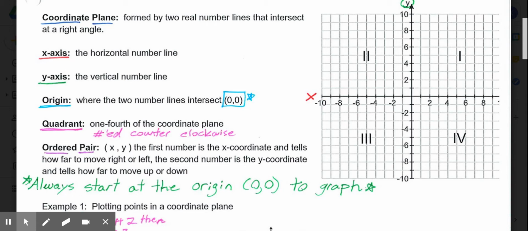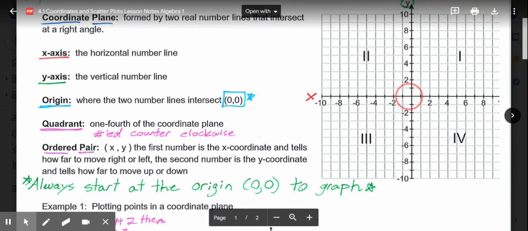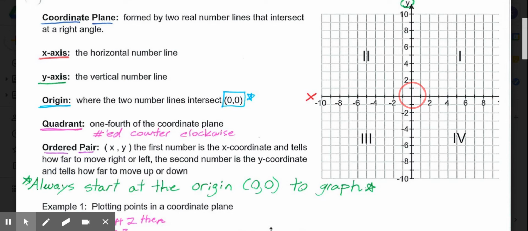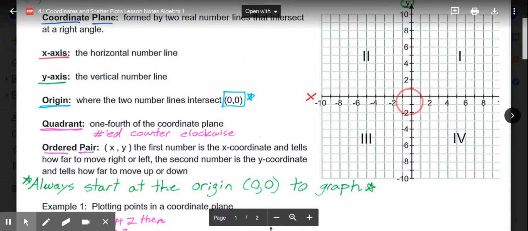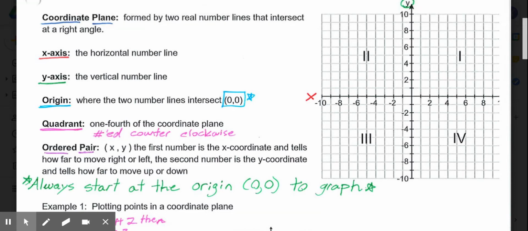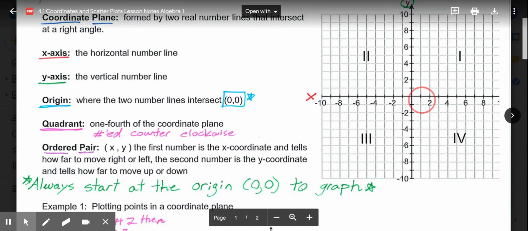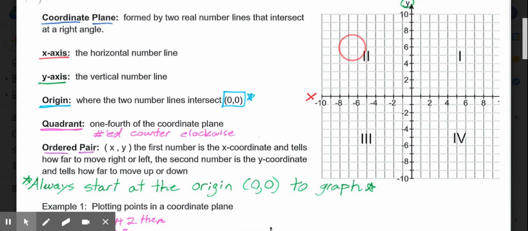The first number, which is the x-coordinate, tells you how far to move right or left from the origin. So you're always starting at the origin. First number, positive, means we go right. Negative means we go left. And then the second number, the y-coordinate, tells us how high up or down to go. So x-coordinate tells us right or left. And then from that point, the y-coordinate tells us up or down.